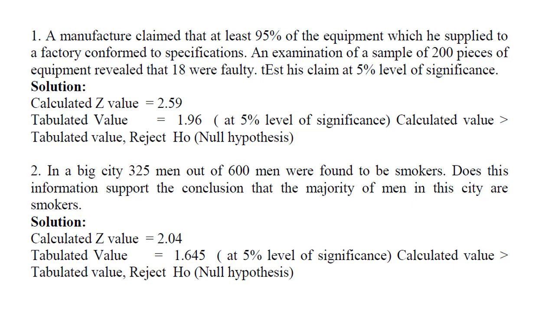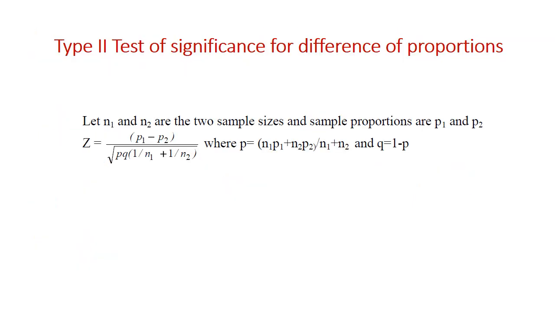Similarly, in the next question, they have mentioned that in a big city, 325 men out of 600 men were found to be smokers. Does this information support the conclusion that the majority of men in this city are smokers? So we calculate the Z value, which is 2.04, and the tabulated value is 1.45 from the Z table at 5% level of significance. Here the calculated value is greater than the tabulated value, so we reject the null hypothesis.